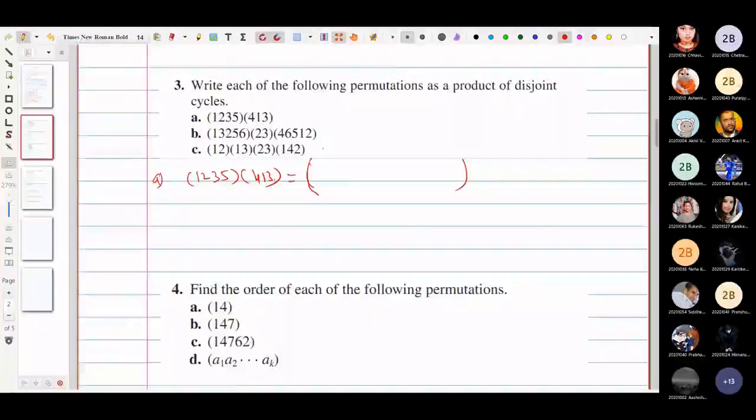So you can start with 1. You can take 1 in the rightmost cycle. 1 goes to 3, and you can find the image of 3 here. 1 goes to 3, 3 goes to 5. So 1 goes to 5. 2 is not there in the right cycle, so 2 is fixed, and 2 goes to 3 here. So 2 goes to 3, and then 3 goes to 4, and 4 is fixed, so 4 goes to 4. And then 4 goes to 1 and 1 goes to 2. Fine.